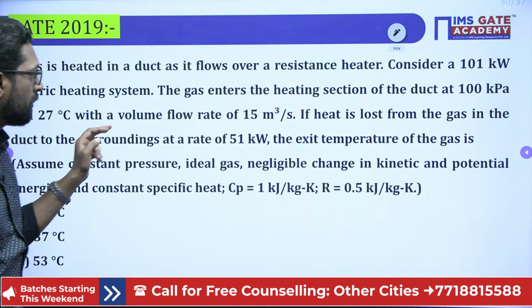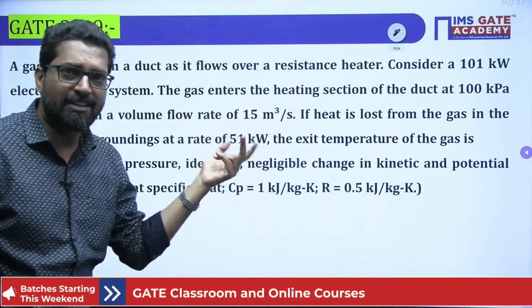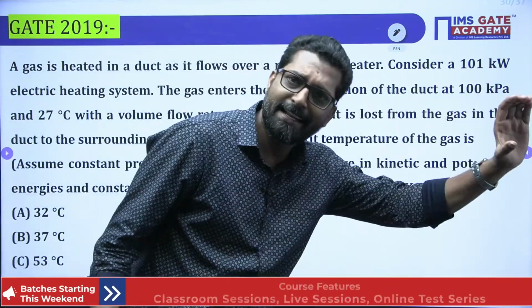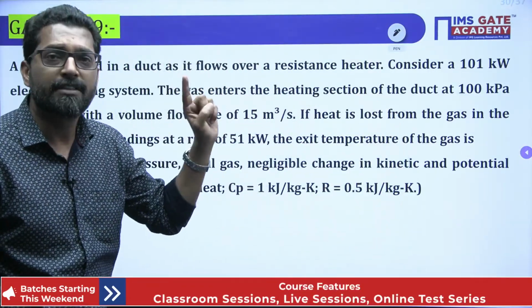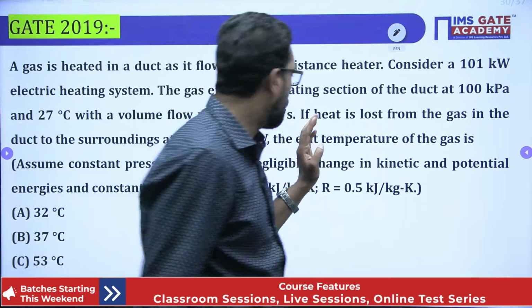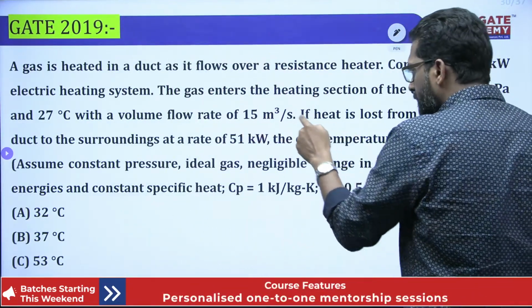Okay, no problem at all. And the volume flow, this discharge, is constant. Why? Because we assume that the area is uniform. If the area is uniform and the fluid is incompressible, we can say that the discharge is uniform. Okay, 15 meter cube per second.